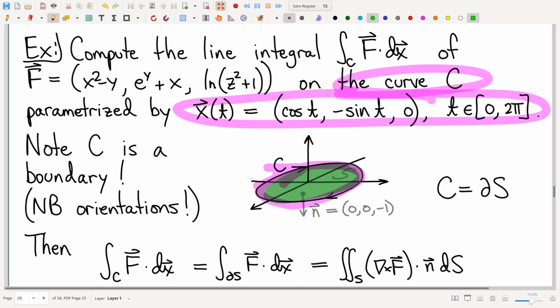Yep, absolutely. You get the same answer no matter which surface you pick, as long as the curve in question is the boundary of both of those surfaces.